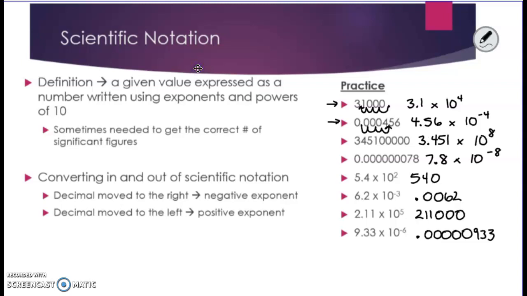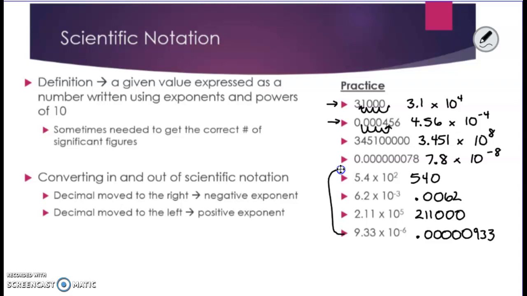Please check your answers. You needed a positive exponent for one and a negative for the other. For these here, you were moving the decimal. You were already provided the scientific notation. So when it's a positive exponent, the number gets bigger, and when it's negative, it gets smaller.